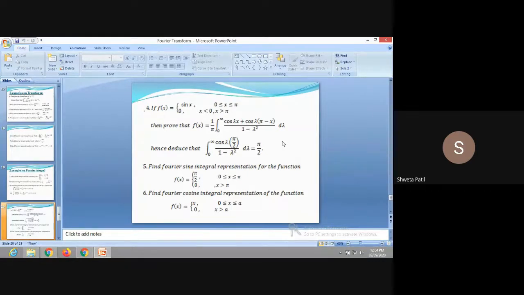let us substitute this f of lambda into its integral form and we'll check what we are getting. So the integral representation of this is f of x is equal to 1 upon 2 pi integral from minus infinity to infinity. Just a minute.